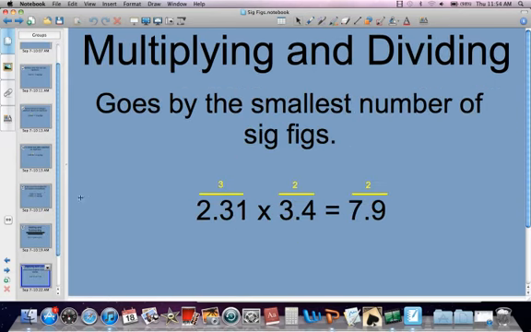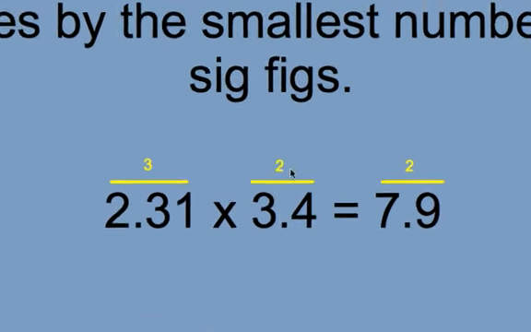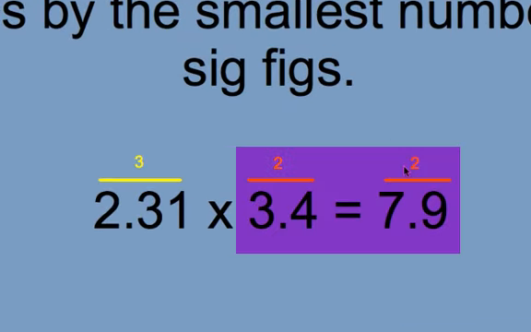And then finally, when you get to multiplying and dividing, it always goes by the smallest number of sig figs. This has 3 sig figs. This has 2 sig figs. So your answer can only have 2 sig figs.